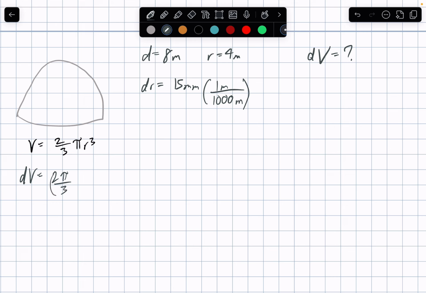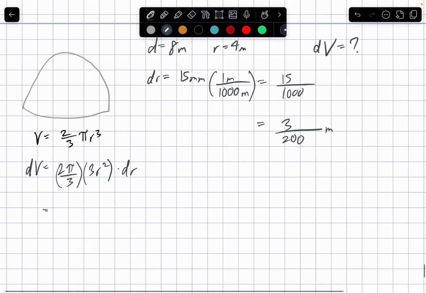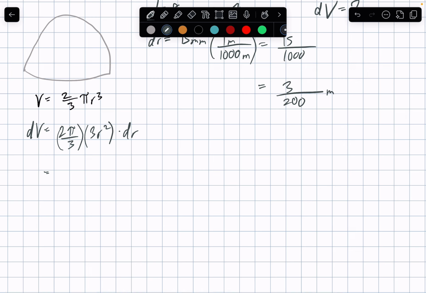So as soon as possible, find the derivative already. 2 pi over 3 times 3r squared times dr. Our dr, 15 over 1000, we can simplify this further. 3 over 200 meters. So, I believe these could cancel. 2 pi r squared, 3 over 200. 3 over 100 pi r squared.